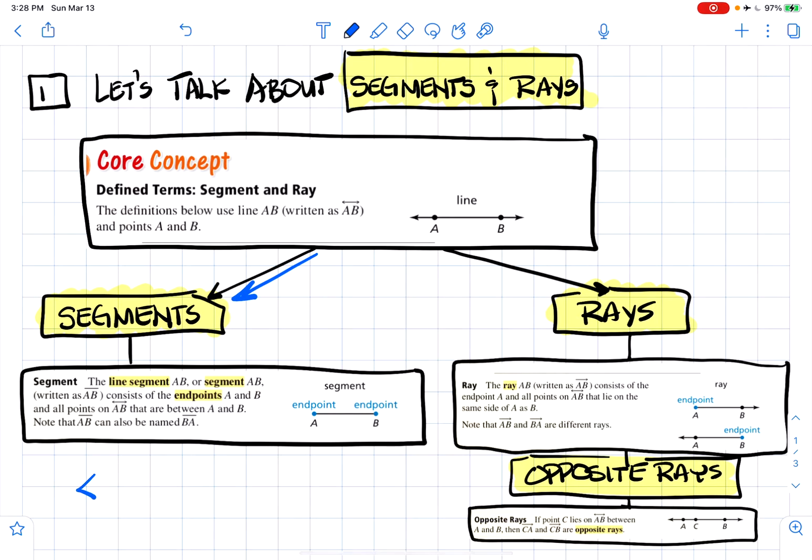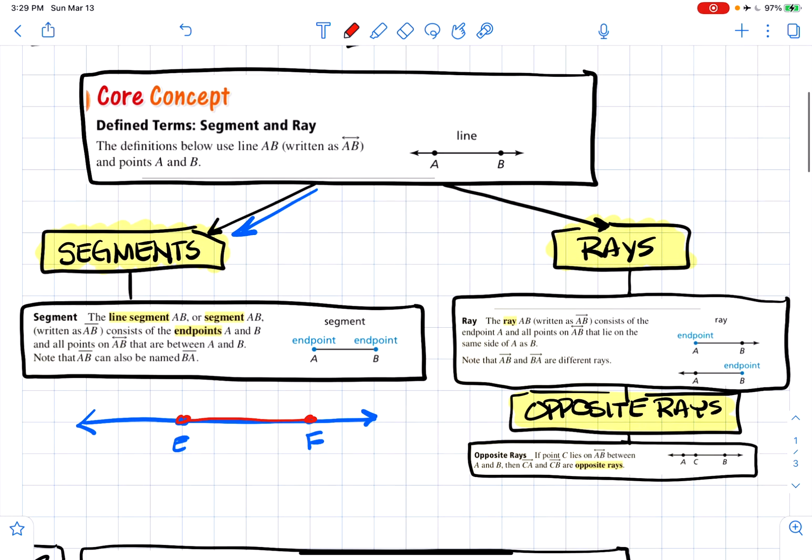So if you start by giving yourself maybe a line like this, and we know this is a line because the arrows tell us it goes off in direction forever and ever. And let's say I have a point on that line, we'll call it E, and another point on that line, which we'll call F. Then the line segment is only the stuff that's in between E and F. So right here, this would just be the line segment EF.